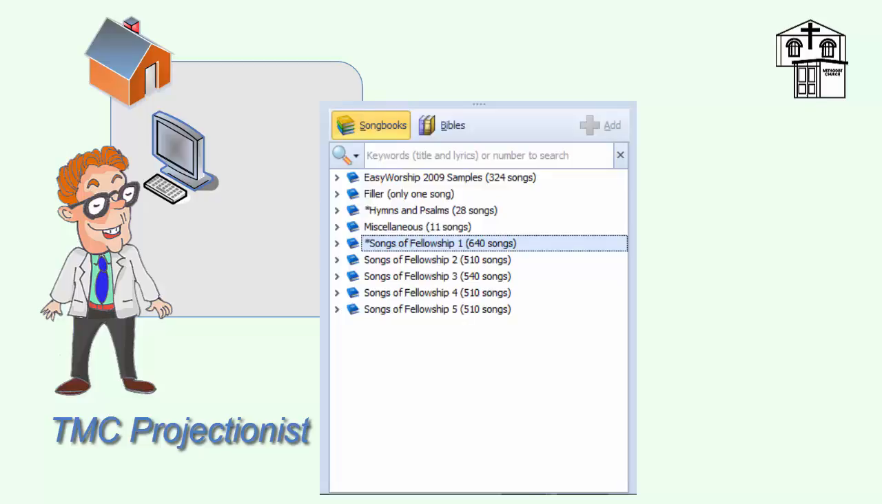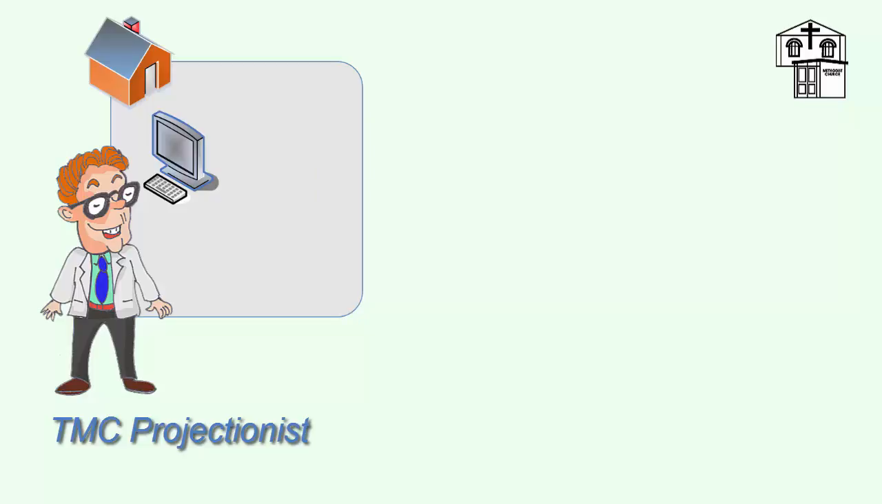We can check whether the hymn is also in Songs of Fellowship by typing the first line of the hymn into the search field. If it is in Songs of Fellowship, then we will edit the hymn, copy the text, and paste it into a new song under the Hymns and Psalms songbook, giving it a name, a number from Hymns and Psalms, an author's name, etc.